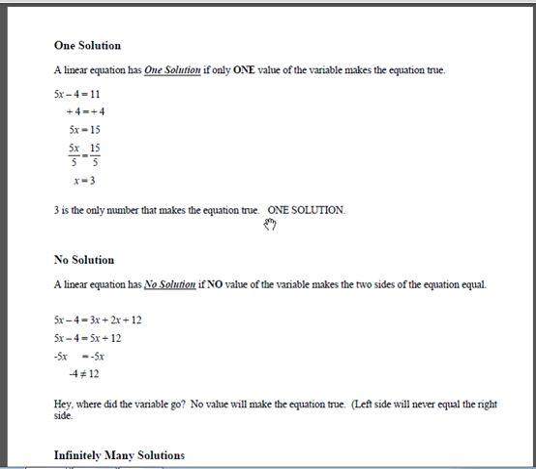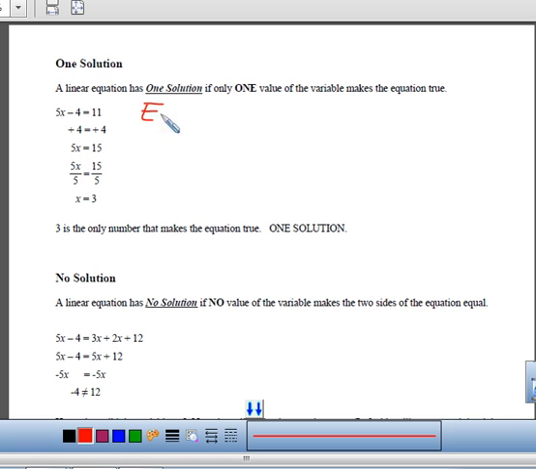So 3 is the only number that makes the equation true. So here's what I want you to do. On this page, I want you to do the check for all 3 of these. Now for the no solution one, let's make it easier on yourself. Use x equals 1 just to see what works. And then for the infinitely many solutions, use whatever number you want. But pick a number that's not going to make it too challenging for you. So you're going to do the check on your own for all 3 of these on page 47.